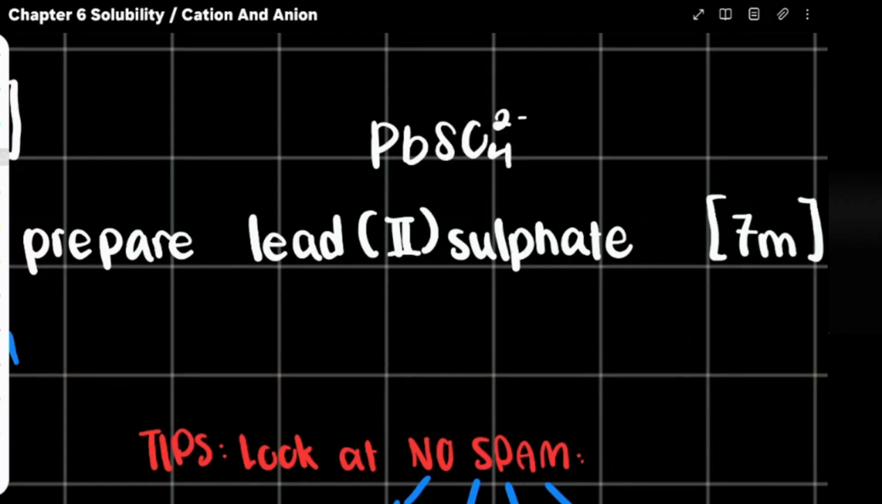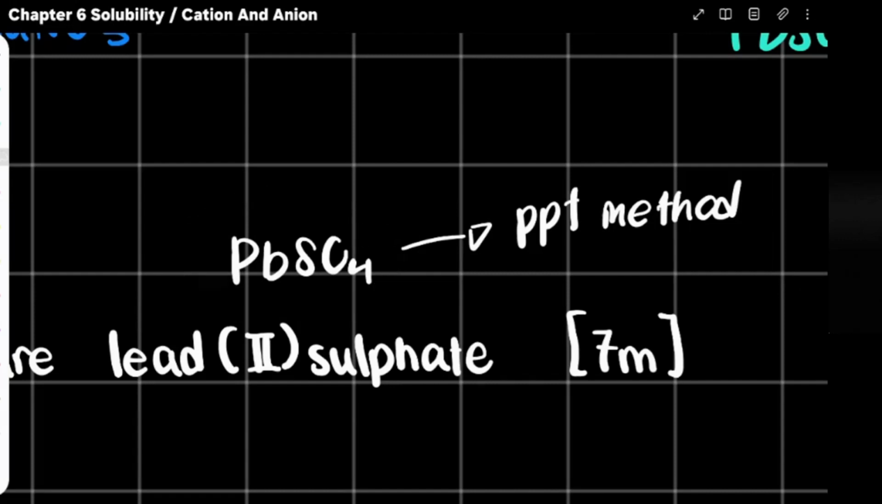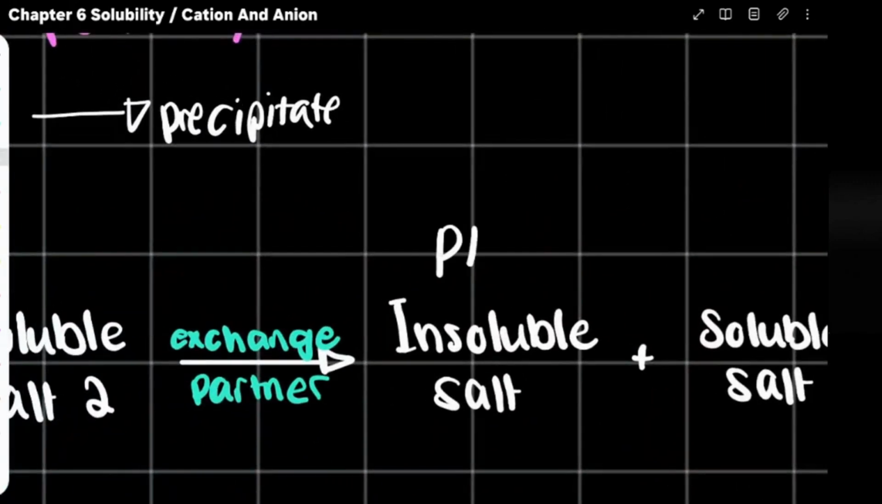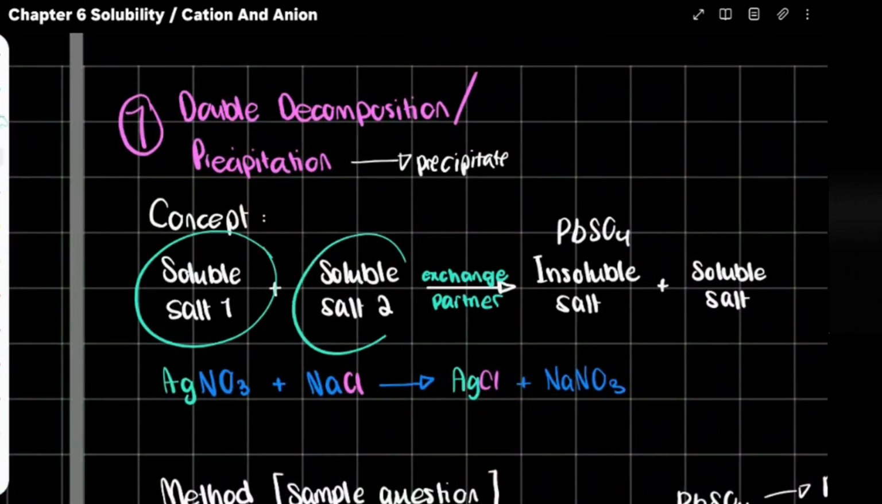First of all, as I said just now, you have to look at the flow chart. The flow chart we're going to use is the precipitation method. I'm just going to write PPT method. PPT is like precipitate. So what is the PPT method? You have to get this one. This is insoluble. So what we want right now is actually these two soluble salts.